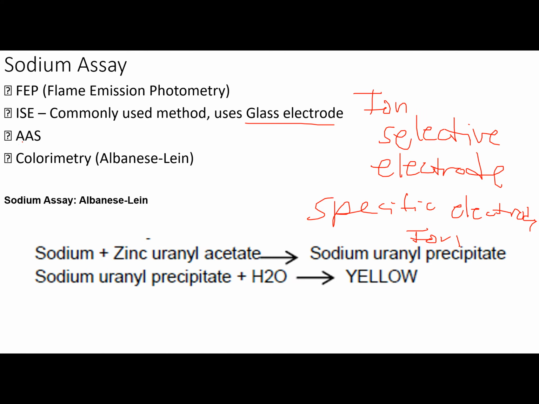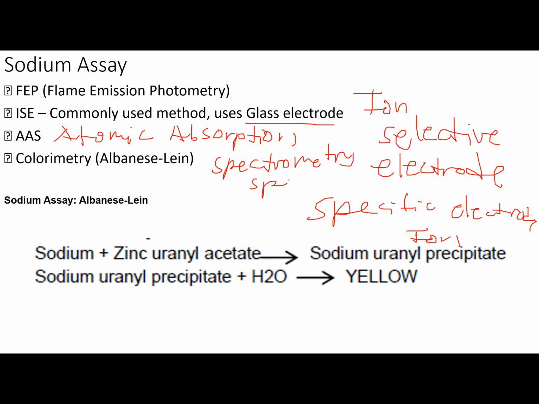Then we also have your AAS, your atomic absorption spectrometry, or in some books, spectrophotometry. Then we have your colorimetric method, the Albanese-Lein assay. So ito yung gagawin nyo sa laboratory, class, itong colorimetric method. The sodium assay is your Albanese-Lein.